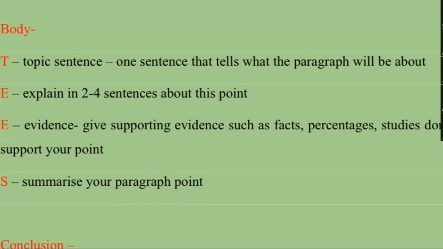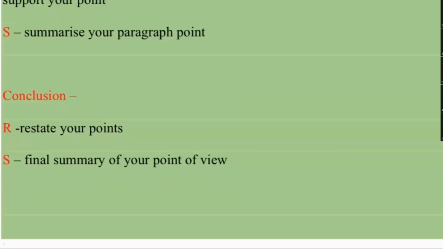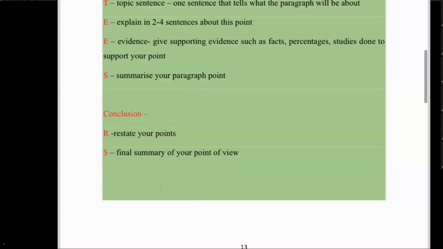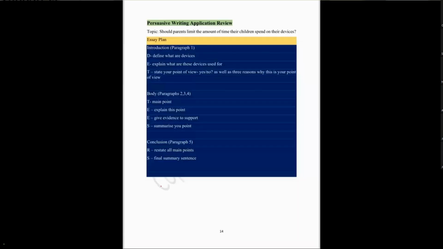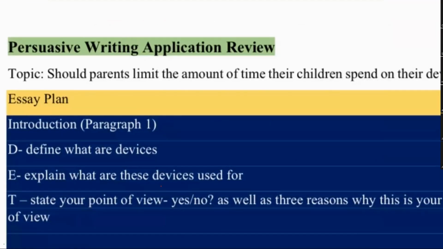And then the S is to summarize your point. And then you have conclusion, which is just restate your point, and S, final summary of your point of view. So let's look at how this formula works here, right? So we have this essay plan. So what I did, I put the plan, and then I did the entire essay for you, right?